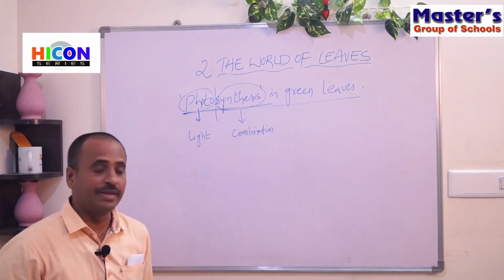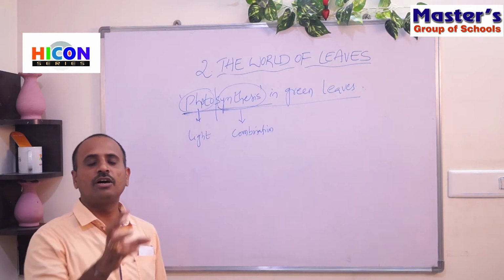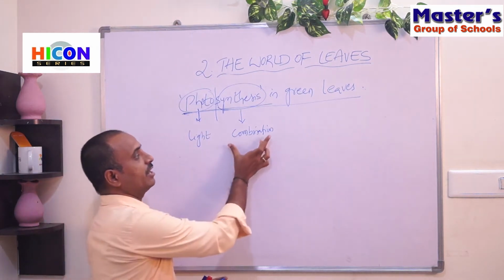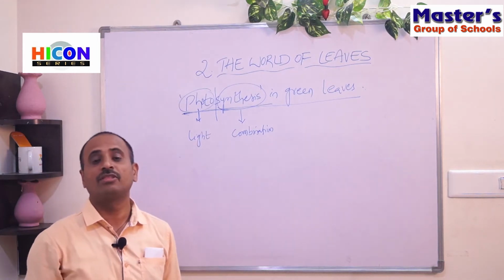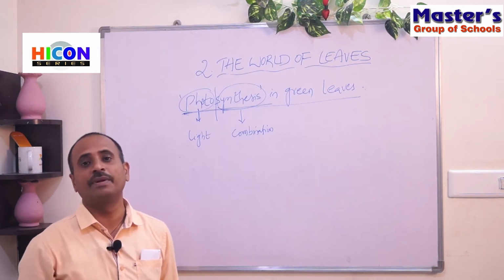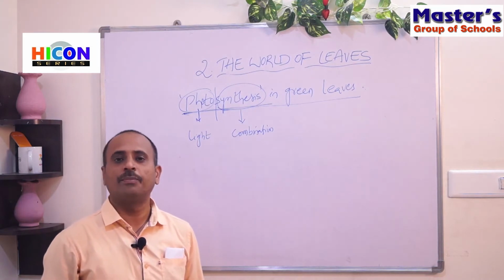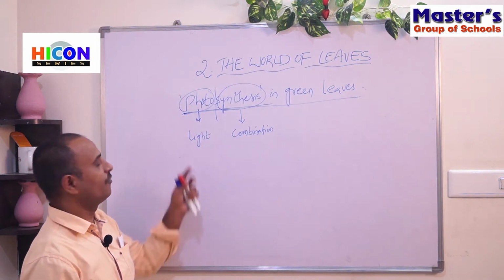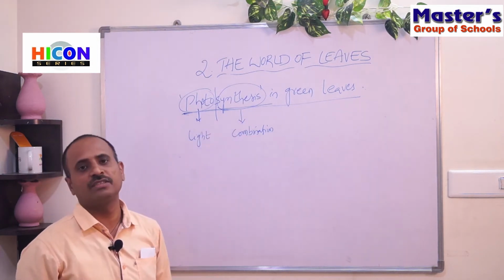The word photo means light, that means sunlight. So the leaves absorb sunlight, and in the presence of sunlight, they combine. That means the leaves mix the water and the carbon dioxide present in the air and prepare their food. So the process of preparation of food in the presence of light by using chlorophyll is called photosynthesis.